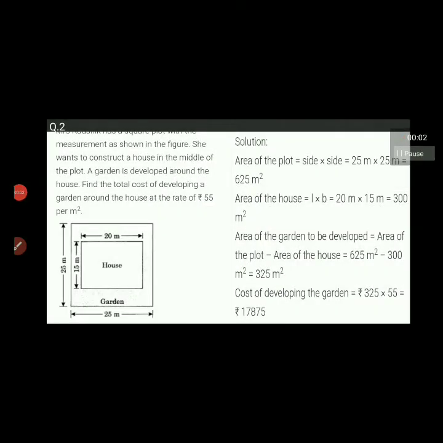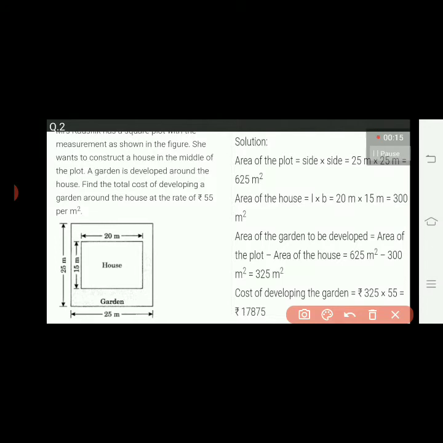Question number 2. Mrs. Kaushik has a square plot with the measurement as shown in the figure. She wants to construct a house in the middle of the plot. A garden is developed around the house. Find the total surface area of a developing garden around the house at the rate of 55 per meter square.